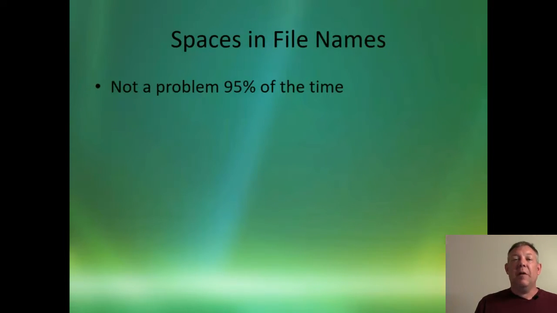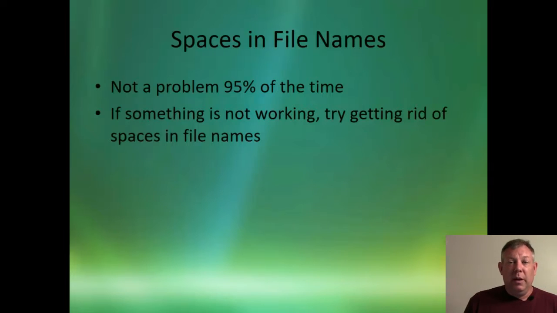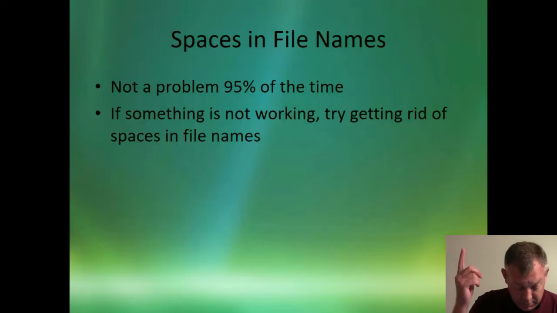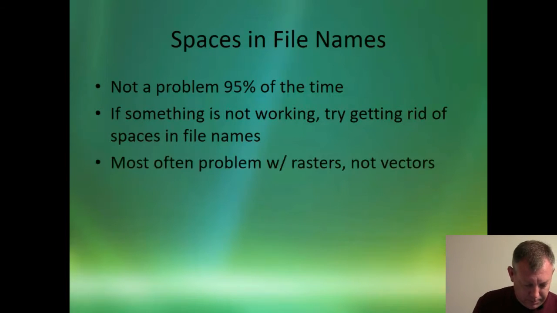95% of the time, if you have a space in the file name, it's no big deal, okay? But if something is not working and you think you're doing everything correctly, sometimes just changing the file to exclude those spaces will solve it. That's one of the little hiccups of ArcMap that will drive people crazy. It does not happen that much, nowhere near as much as it used to, I'll tell you that. So it's just something to keep in the back of your brain, that spaces sometimes are not your friend. Most of the time this occurs when you're working with rasters, not vectors. Usually with vectors, you can have a space in the name, no biggie. But it's rasters that give you a headache if you've got a space in the name. So keep that in mind too.